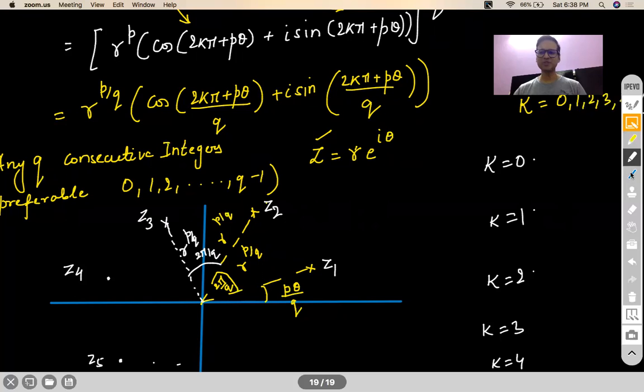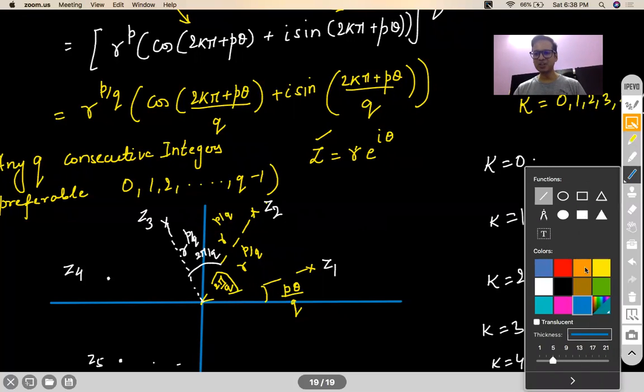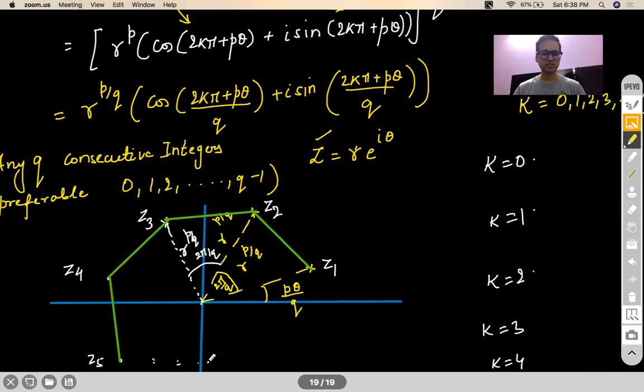Second thing that you will observe over here is that if, let's say, you connect all the roots, let's say if I join all the roots, you will end up getting a q-sided regular polygon. I'm not completing it because I don't know what the value of q is over here. So this will be a q-sided regular polygon.